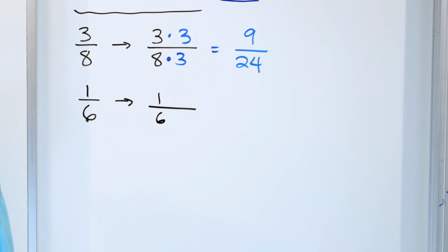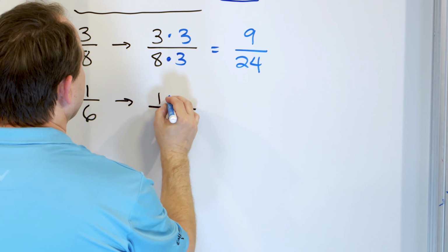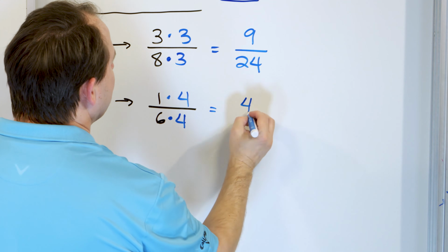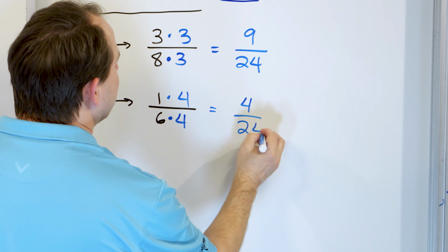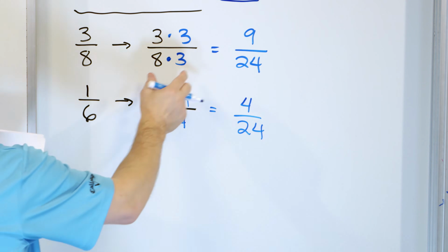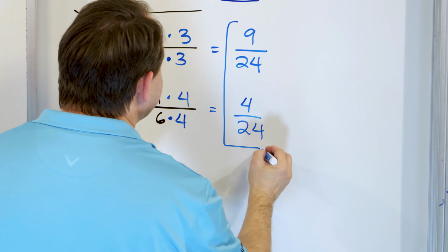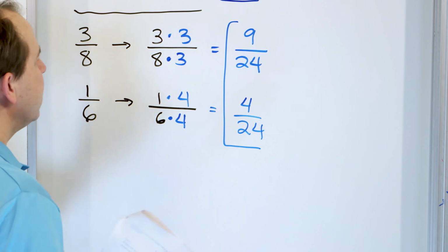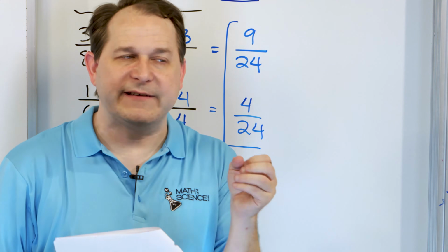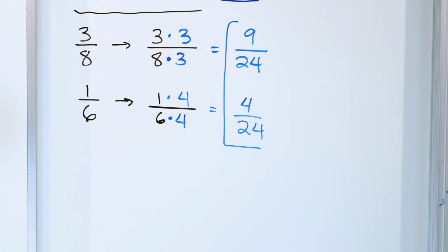Well, let's change the color over here. I'm shooting for 24, so 6 times 4 is 24, and then I have to do that on the top as well. On the top, 1 times 4 is 4, and 6 times 4 is 24. Now what we're saying is that 4/24 is the same as this, and 9/24 is the same as this, and that's exactly right. And so these fractions have a common denominator and represent the same thing, but they just have the same denominator, which is what we need for adding fractions later.